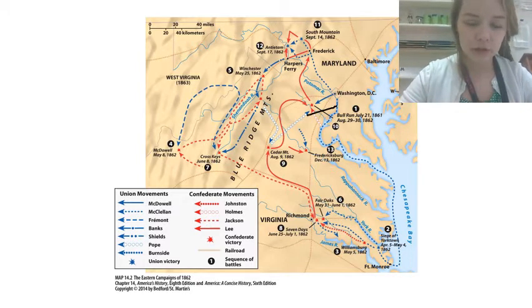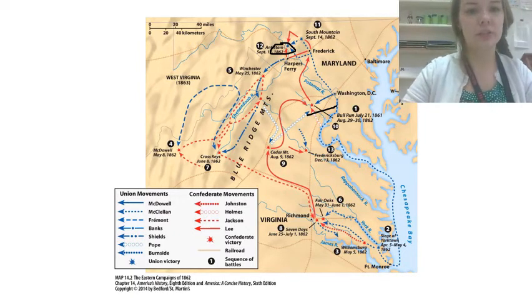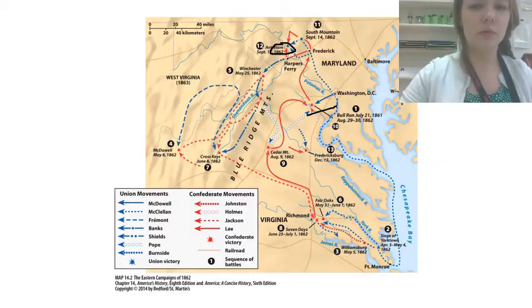Anyways, this is just showing you those early movements of those early battles. Here you have Bull Run, and then up here you have Antietam, which you all can visit. If you've never been there, I highly recommend. It's very interesting to go there. And that's just showing you the movement forward.